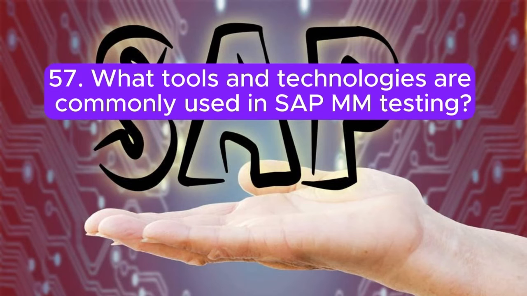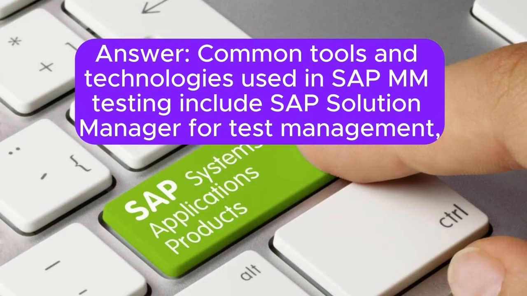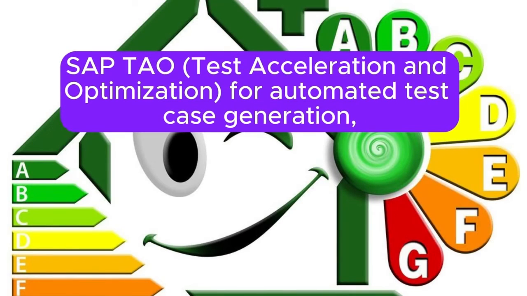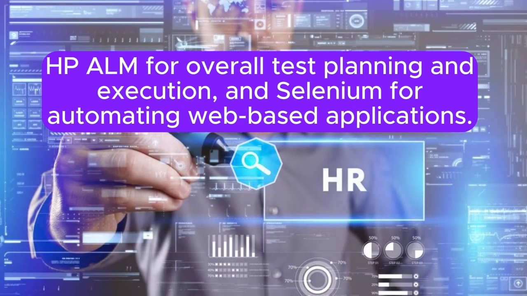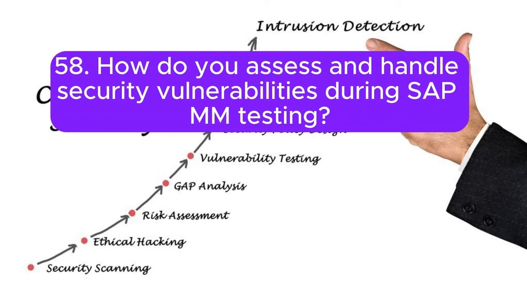57. What tools and technologies are commonly used in SAP MM testing? Answer. Common tools and technologies used in SAP MM testing include SAP Solution Manager for test management, SAP test acceleration and optimization for automated test case generation, HP ALM for overall test planning and execution, and Selenium for automating web-based applications.